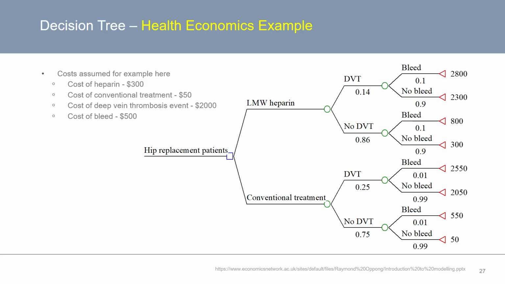Lastly, the leaf node down every branch represents the total cost for a patient having ended up with that specific set of conditions or events. Here, it's assumed that the cost of heparin treatment is $300, the cost of conventional treatment is $50, the cost of dealing with a deep vein thrombosis event is $2,000, and the cost of dealing with bleeding is $500.